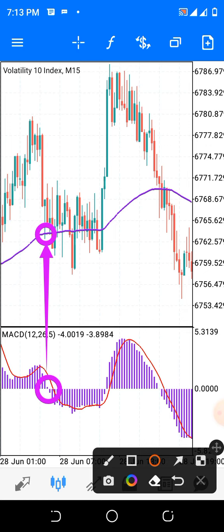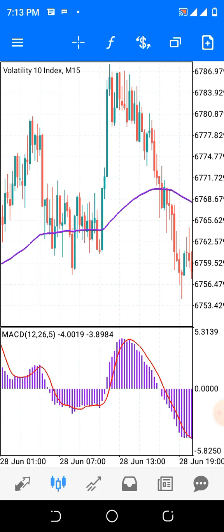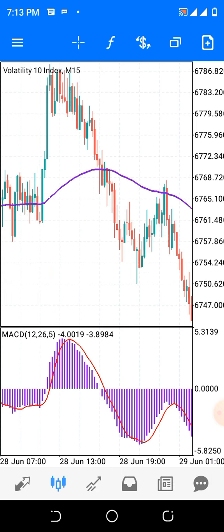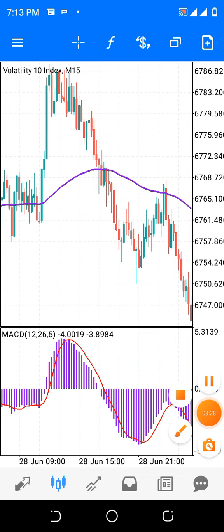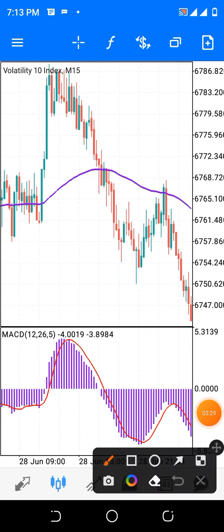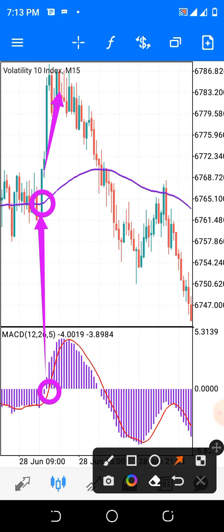Now watch here, there is another crossing here. This is a crossing. Do you understand? Now let's see if there is a simultaneous crossing. Watch, can you see it? There is a crossing also. So you take here what? Buy position. As easy as that. Take a buy position and go away from the market.